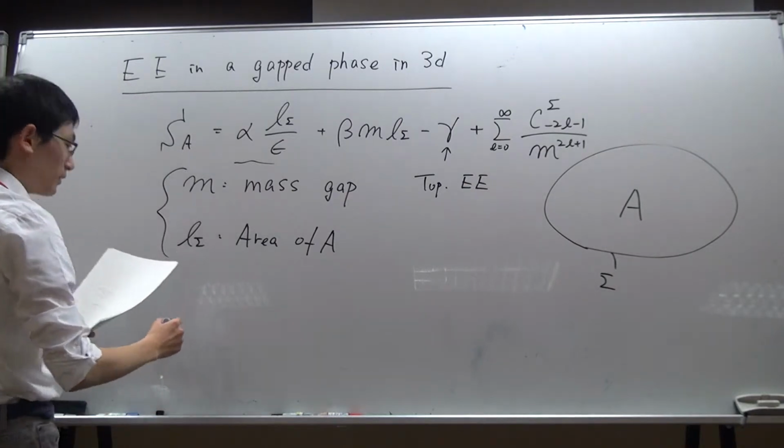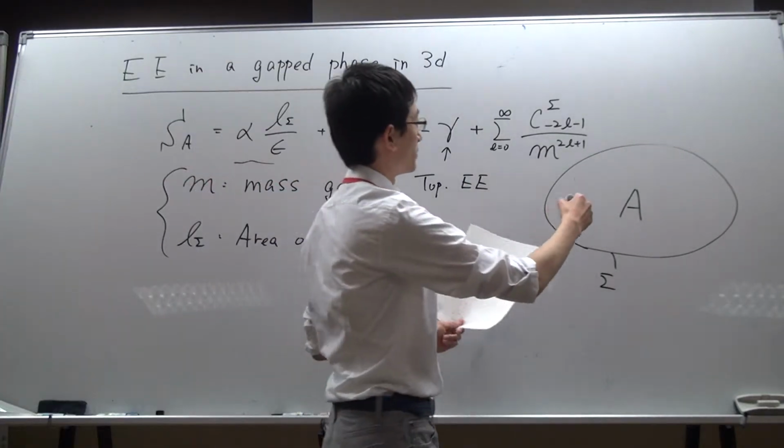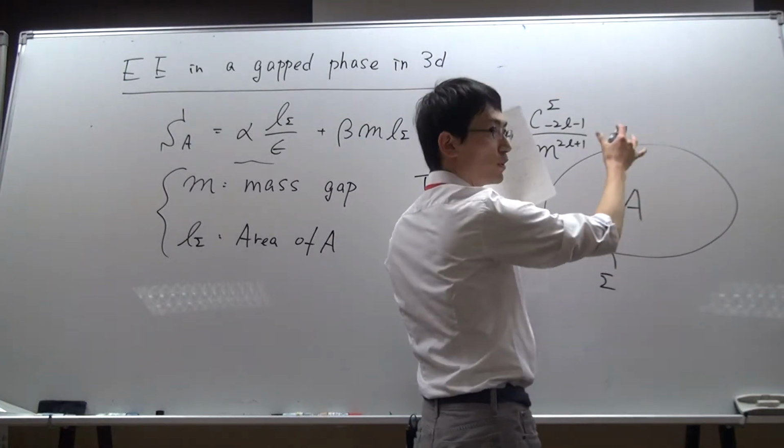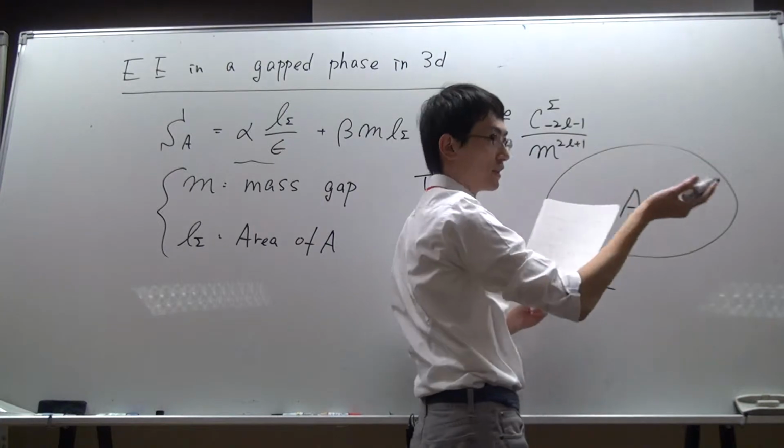And this area is of arbitrary shape? Yeah, here A has some general shape. And the coefficients, will that depend on the shape? Yeah, the coefficient depends on the shape. Okay. Thank you so much.